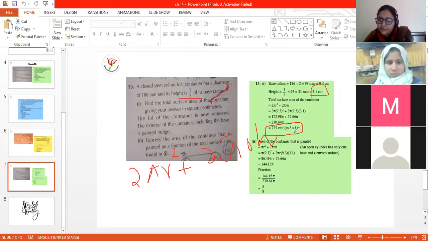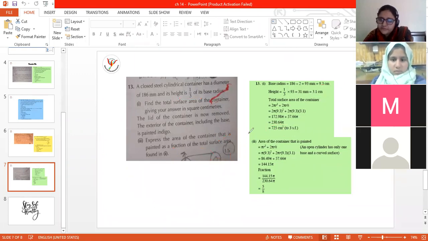Again, it is up to three significant figures. Your answer may be 720, 719, 726, sorry, 724, 723, anything. But they have taken it up to three significant figures. That's why the answer is 725 centimeter square.